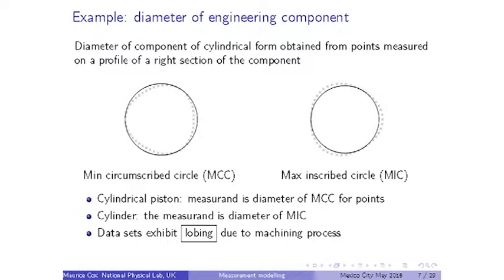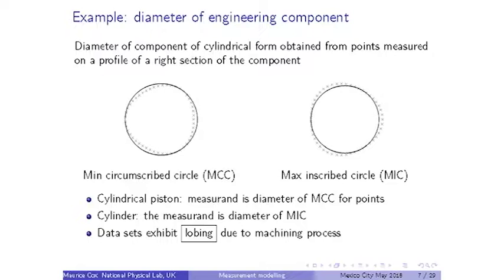I have a simple example here: the diameter of an engineering component. Suppose we have a diameter of a component of nominal cylindrical form obtained from points measured on a profile of a right section of the component. So the left-hand diagram indicates a series of points marked by crosses, and the task is to compute the smallest circle which contains those points. That's the minimum circumscribed circle, MCC.